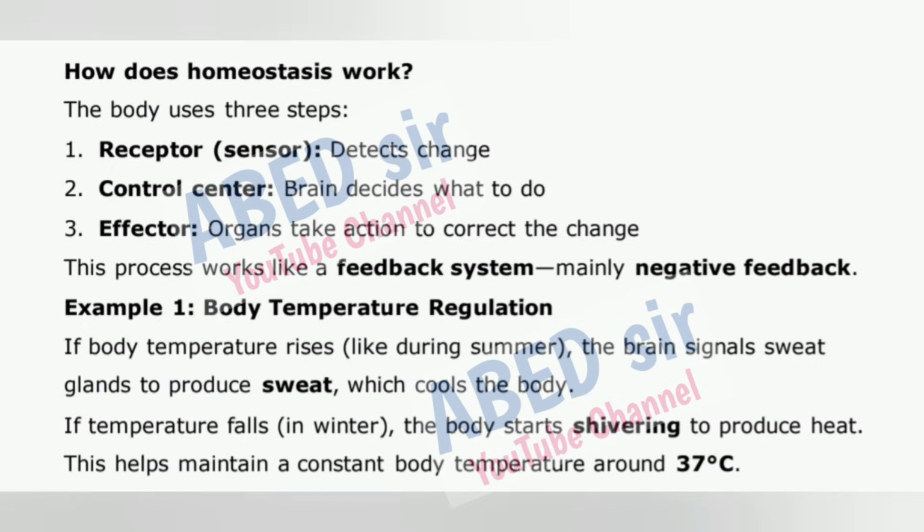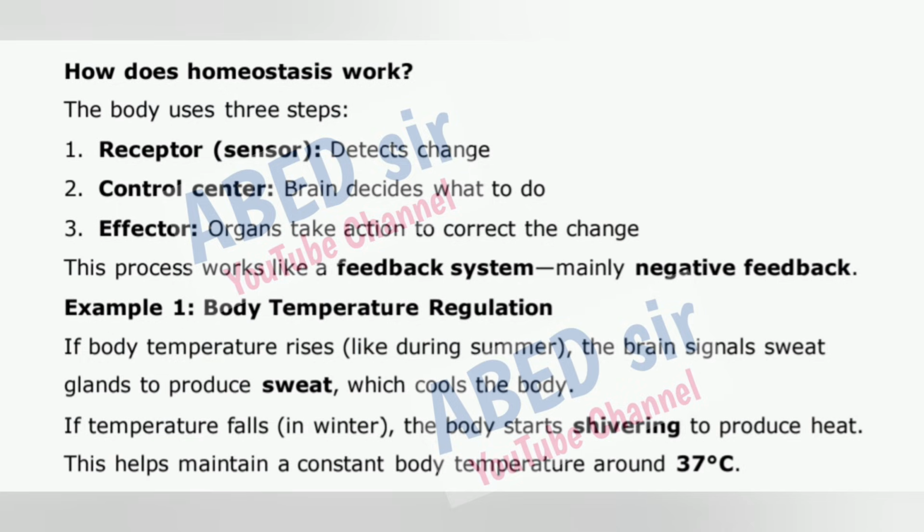How does homeostasis work? The body uses 3 steps. 1. Receptor, sensor detects change. 2. Control center, brain decides what to do. 3. Effector, organs take action to correct the change. This process works like a feedback system, mainly negative feedback.